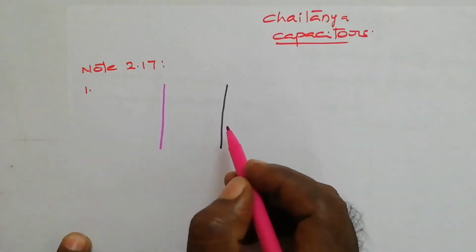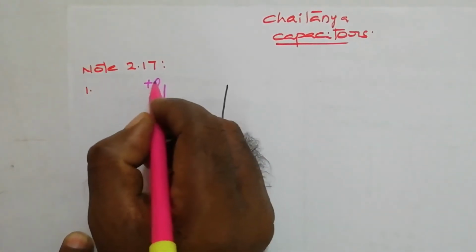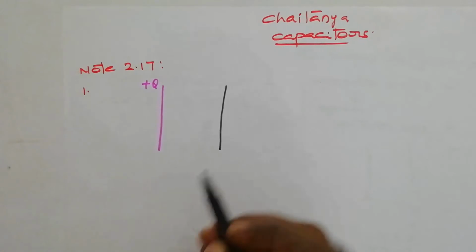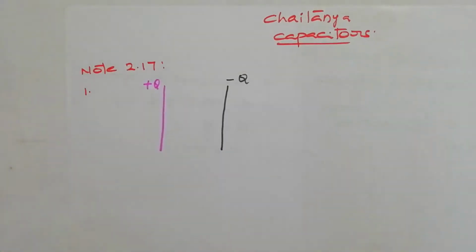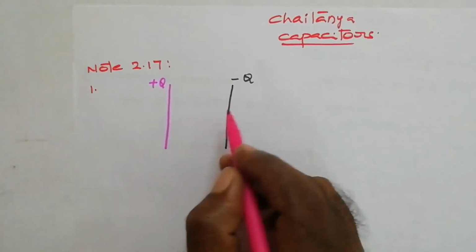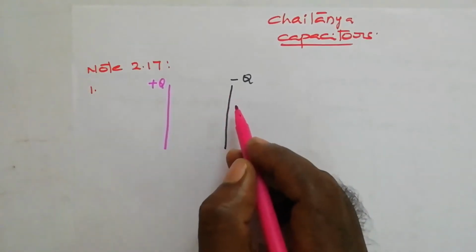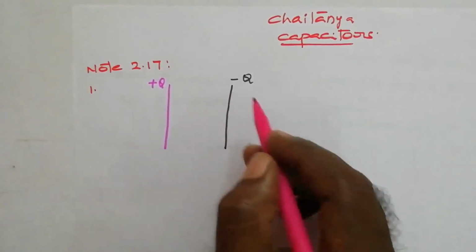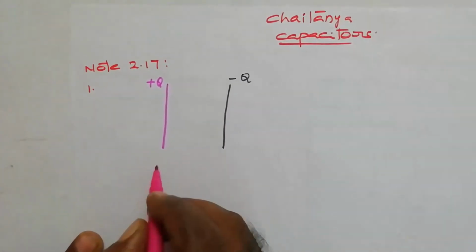one of the two conductors will be given the positive charge plus Q and another conductor will be given the negative charge. Here, the magnitude of the charge will remain the same on both the plates, or both the conductors, but the signs will be different. They are having the same magnitudes. Now, what is the charge?